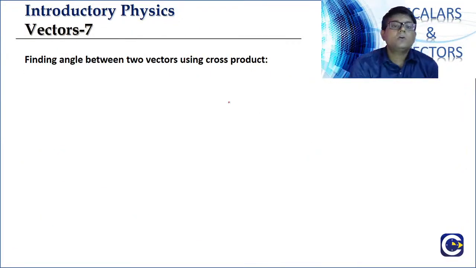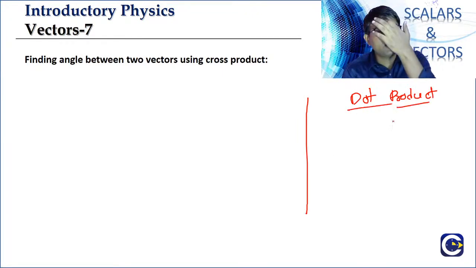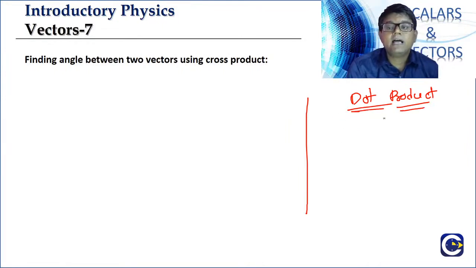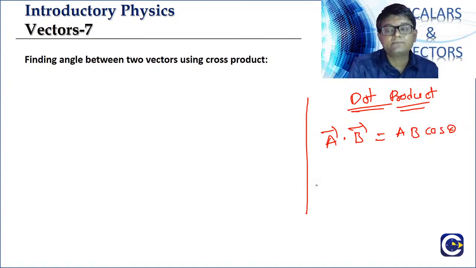Okay. When we talked about the dot product, we said one of the applications of the dot product is that using the dot product we can find the angle between the vectors. How? If you have two vectors A bar and B bar, what is the dot product value? It is A into B into cos theta, correct? The dot product value is A into B into cos theta.